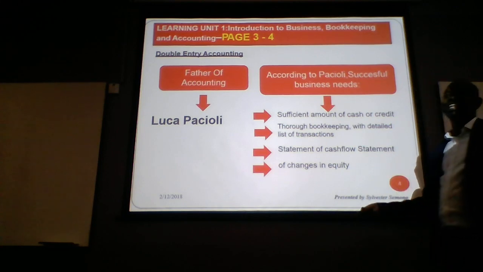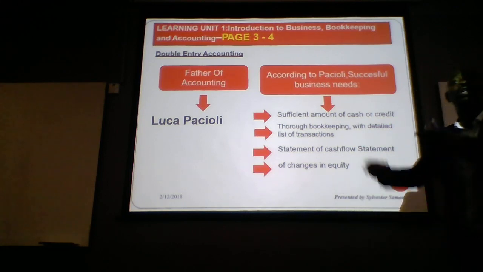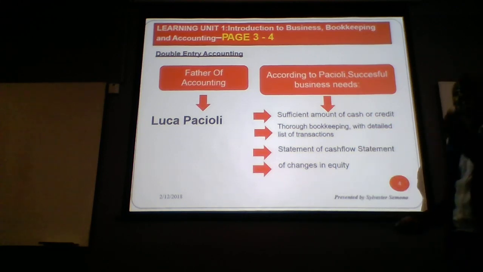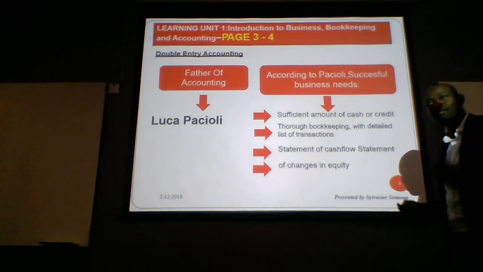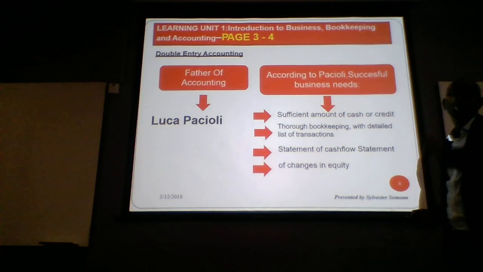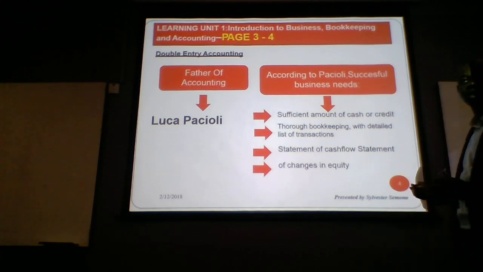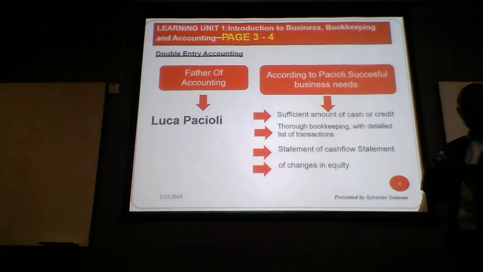You know that without cash you cannot move around. You couldn't come to school, you sit down. So cash is king. That's why sometimes when we compile books of account, remember in accounting, we don't care whether something is cash or credit. We record them. Okay?